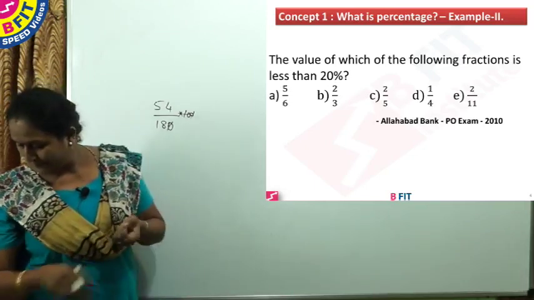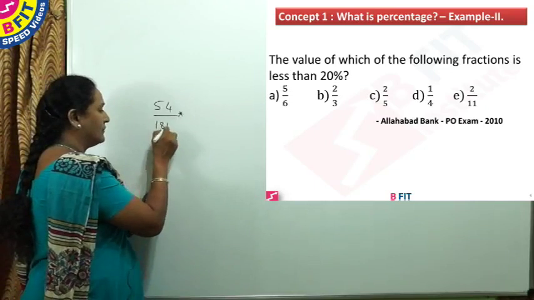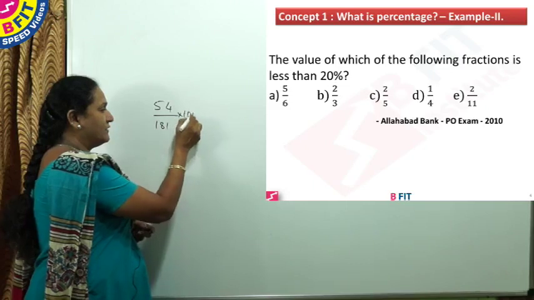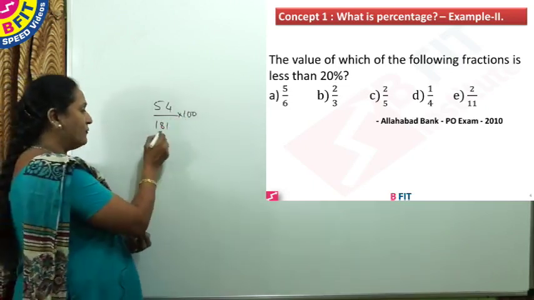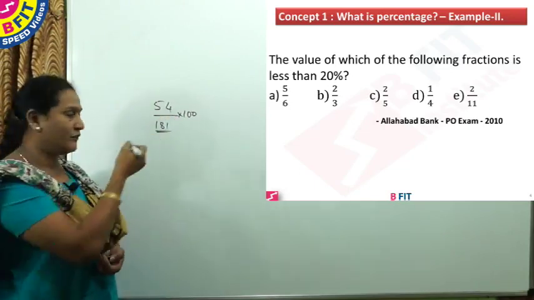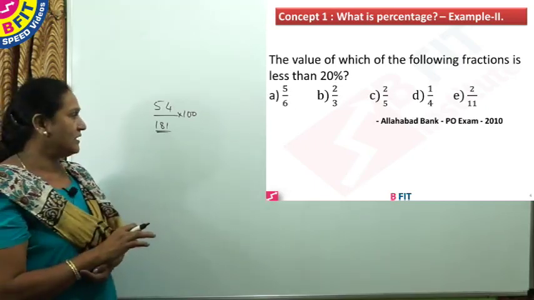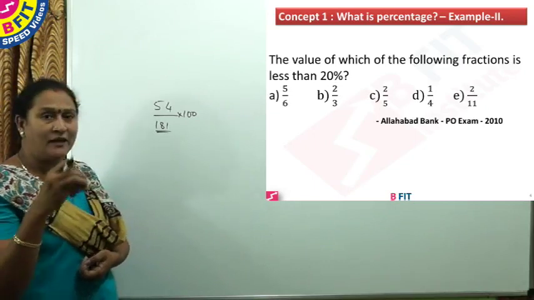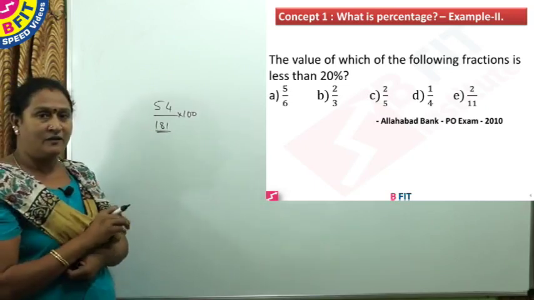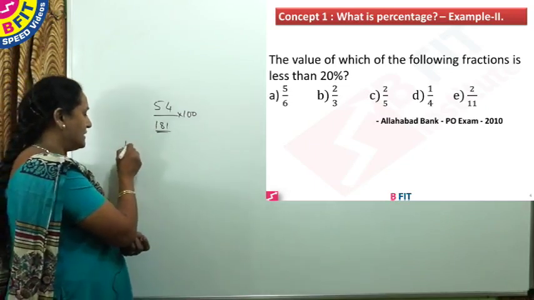So here the given fraction is 54 by 181 into 100. For percentage, we'll multiply this with 100. Now make split up for the denominator and we can find the numerator is what percent of the denominator. When you practice in this way, you can easily find the percentage without making any complicated divisions. By making split up for the denominator, with the options itself, you can get the answer easily. So always start with 10%.